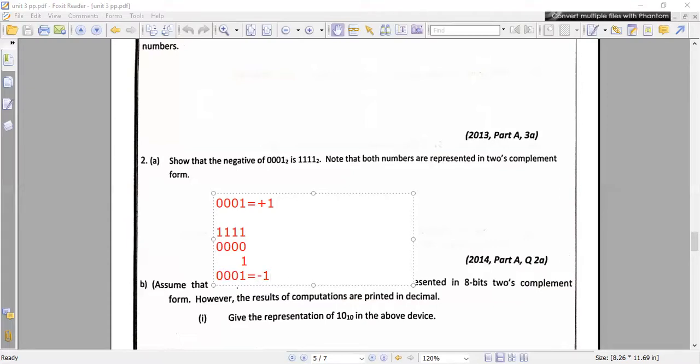So that you have to mention, then you can prove that. So negative of 0001 is 1111. That means you are getting the same value, right? When you convert, you are getting 1111, right? Okay, next part.